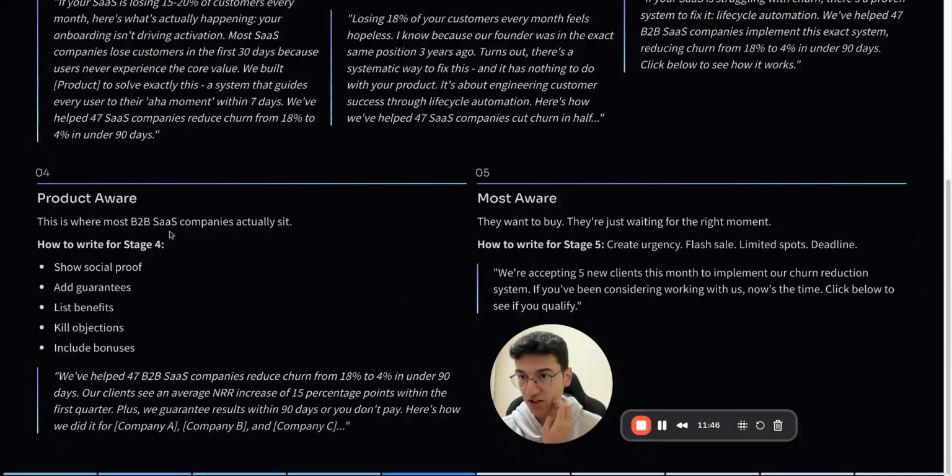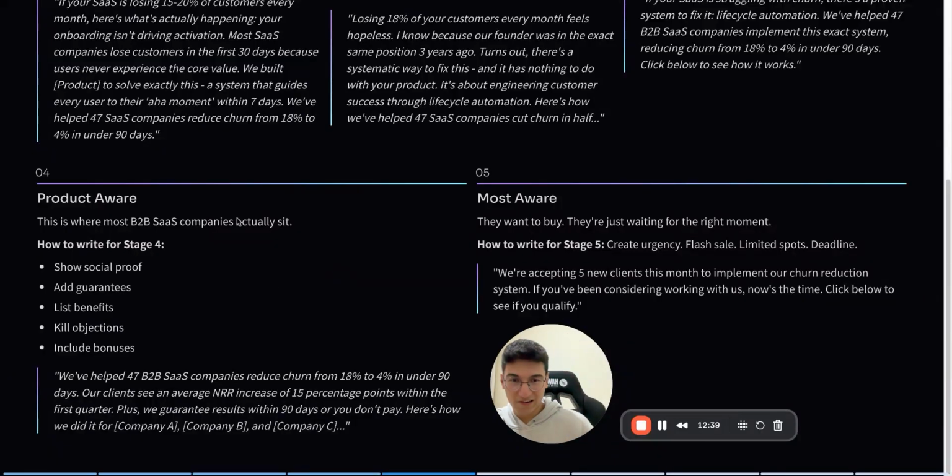And our fourth stage is the product aware stage. And this is where most B2B SaaS companies actually sit, because most companies can't think of something greater than their product features, especially if they are trying to sell high ticket. In this stage, prospects know about your product. They just aren't convinced that you are the best option in the market. So they're on the fence. They know your product, but they're not sure.